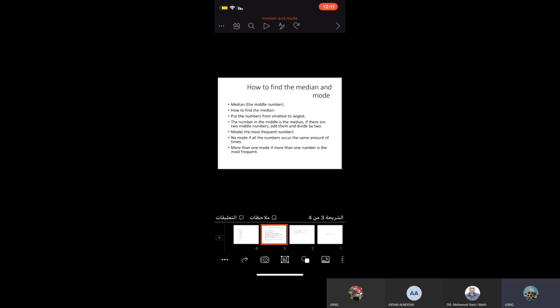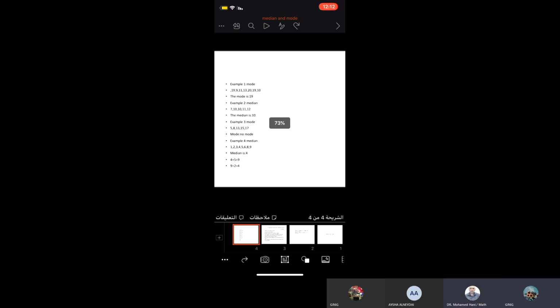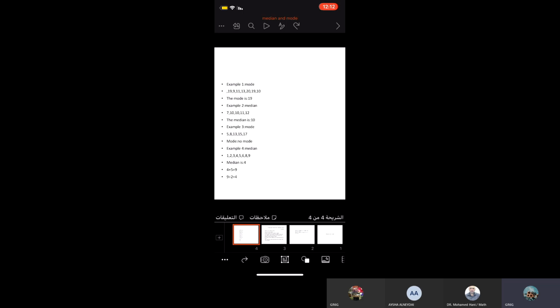Mode, the most frequent number. No mode if all the numbers occur the same amount of times. More than one mode if more than one number is the most frequent. Here are some examples. Example 1. We have 19, 9, 11, 13, 12, 19, and 10. The mode is 19 because 19 is repeated twice. Example 2. Median. 7, 10, 10, 11, and 12. The median is 10 because the middle number is 10.